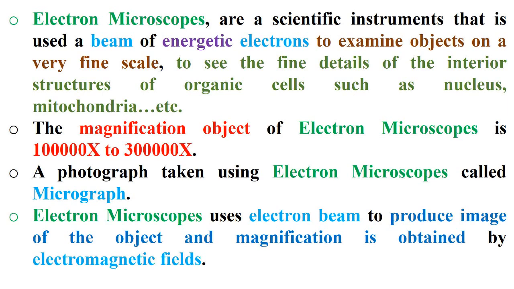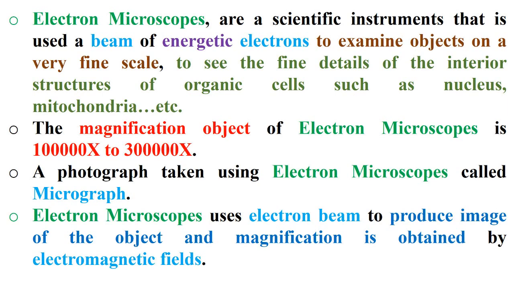Firstly, let's define electron microscopes. Electron microscopes are scientific instruments that use a beam of energetic electrons to examine objects on a very fine scale, to see the fine details of the interior structures of organic cells, such as the nucleus and mitochondria.